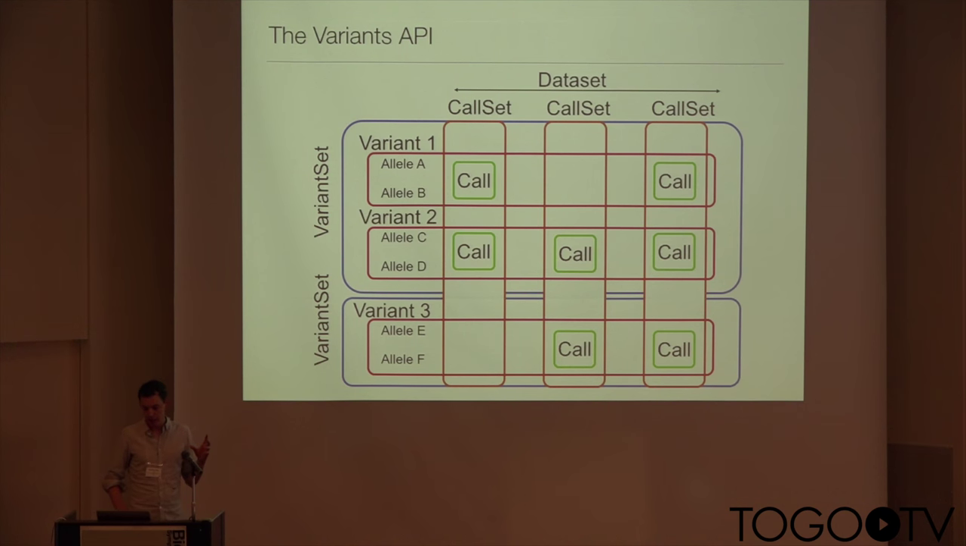So this is, diagrammatically, the data model of the current variants API in the GA4GH set. And it's very much like VCF. If you think of a VCF file as a matrix in which rows represent variants, variants are simply a position on the reference genome and then alternate alleles on the reference genome. And calls are composed of genotypes. So those are the cells in this matrix. And then individual calls for a given sample are call sets. They're the columns. So that's kind of where we are now.